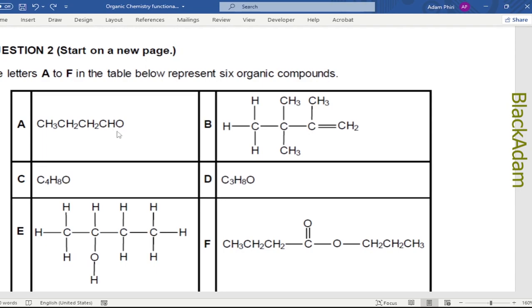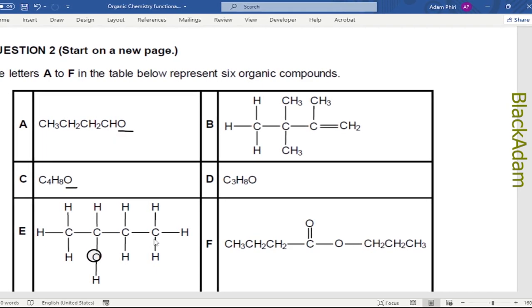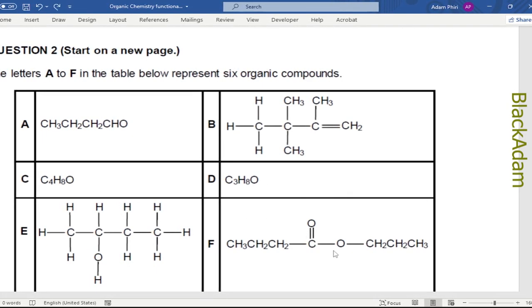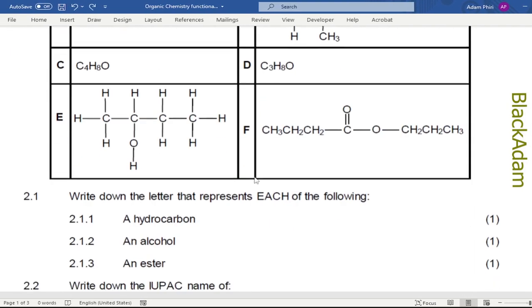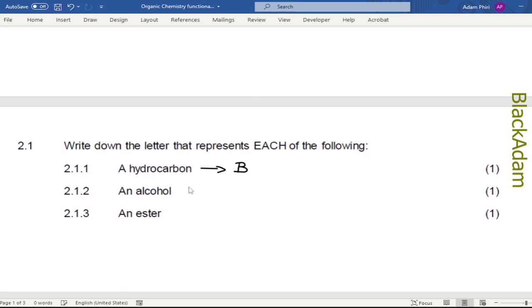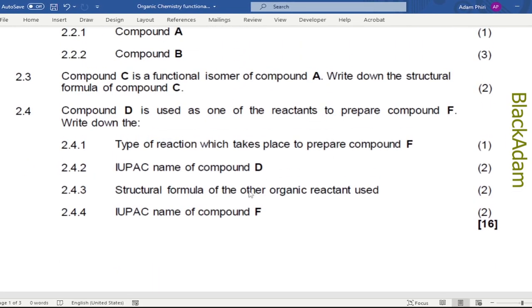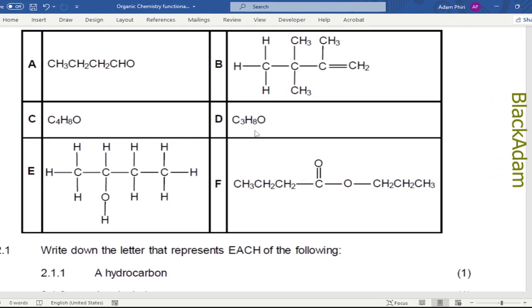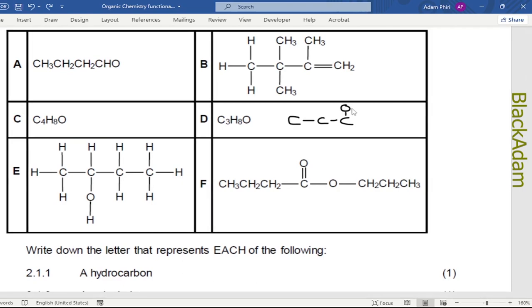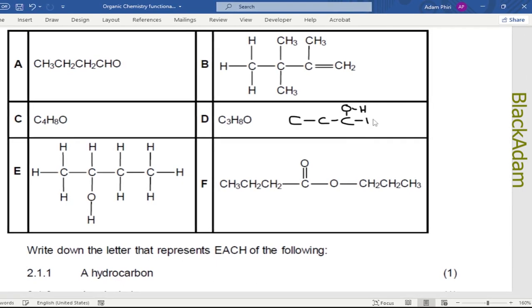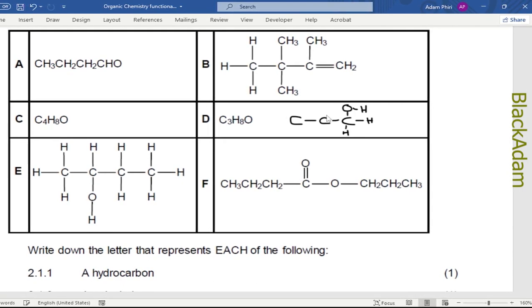So we can see A, we have oxygen there, C, there's oxygen, E, there's oxygen, D, oxygen, and even F has carbonyl and oxygen. So our option would be B. So that's B. So alcohol, we can go to the formulas. So checking through, we see that D is an alcohol. We can draw the structure just to prove that.